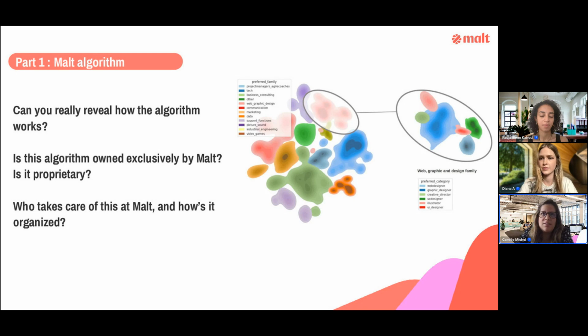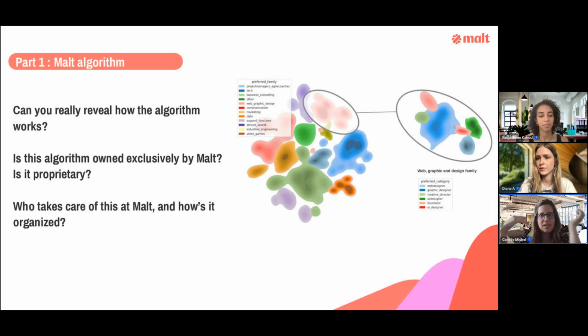And on the freelancer side, it's really about making sure that freelancers have the best experience, and also making sure that we have the right data for the matching. So it's a balance between both.